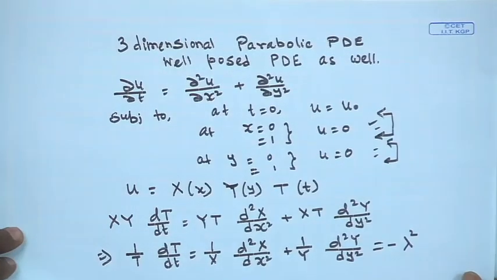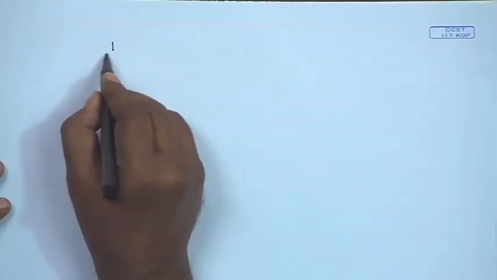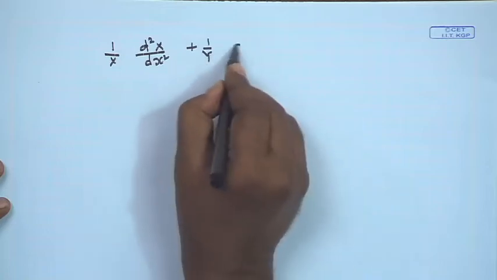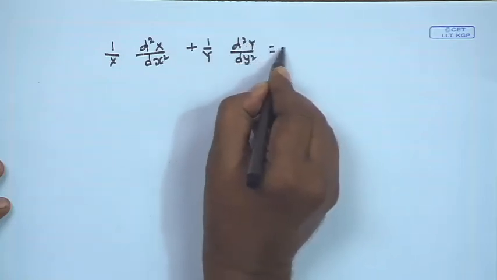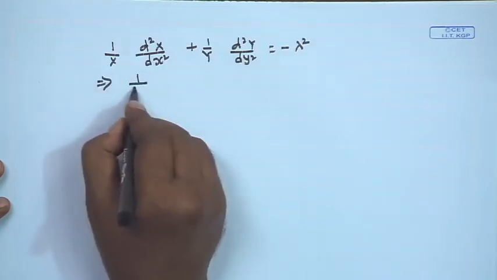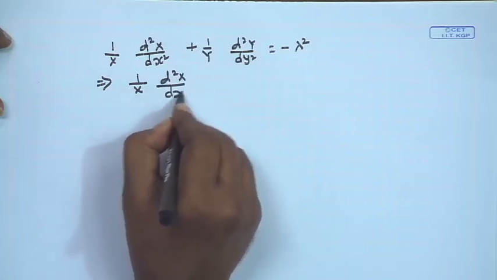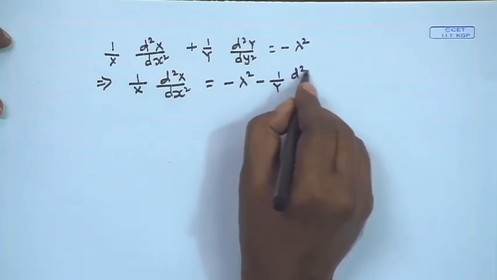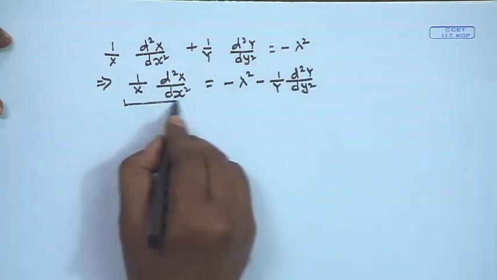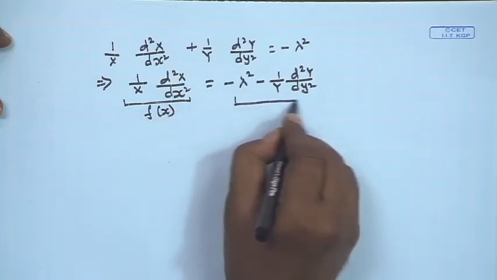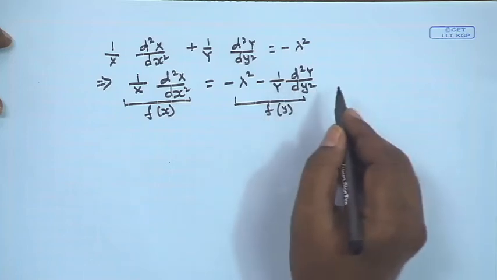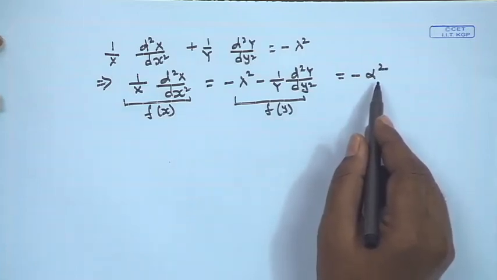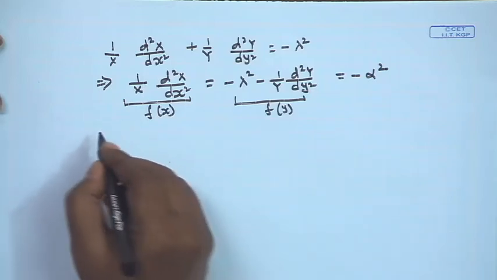So, let us look into the solution of the spatial variation part. So, 1 over X d square X dx square plus 1 over Y d square Y dy square is equal to minus lambda square. So, again we can write 1 over X d square X dx square, take the y varying part on the other side, minus lambda square minus 1 over Y d square Y dy square. Now, again this part is a function of x alone and this part is a function of y alone, and they are equal and they will be equal to some constant, and let us say this constant is minus alpha square, because if this constant is positive or 0, then we will be getting a trivial solution and we are looking for the non trivial solution.